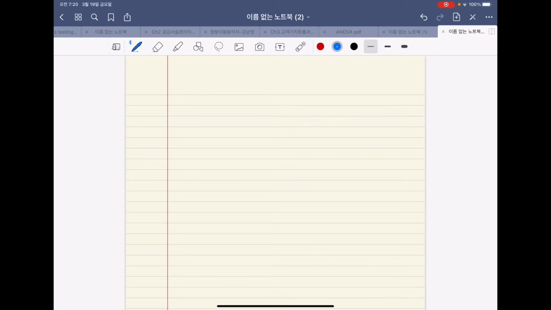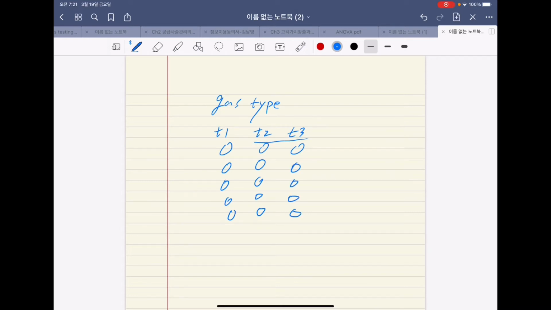Remember the gas type case? So we had gas type: type 1, type 2, type 3, right? We had 5 observations for each type, right? And these ones are called treatments, right?